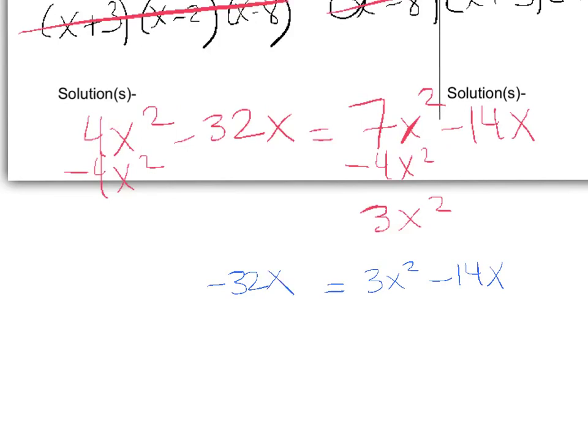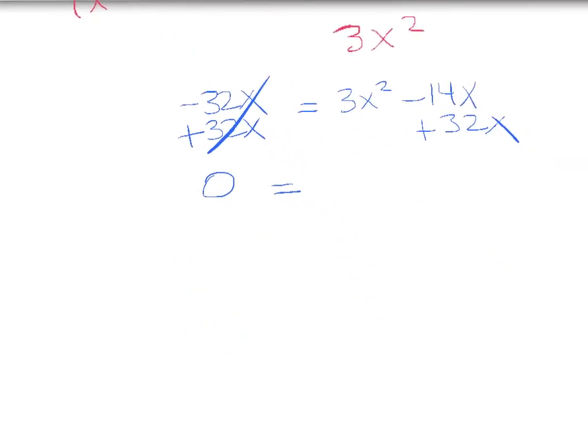Remember what I told you? Every time you have an x squared, try to move everything to one side. So plus 32x on both sides. Those will cancel out, leaving 0 equals 3x squared plus 18x. Okay. Now, as you can see, there are two terms, so a common factor is a possibility.